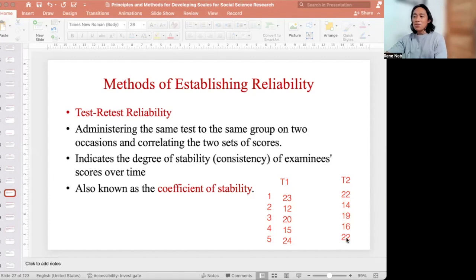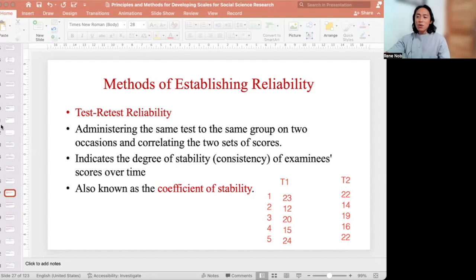Otherwise, if the scores are all over the place, that would result in a lower correlation coefficient, and that lower correlation coefficient would be indicative of the lack of reliability of the instrument. Now, if this is established, this is referred to as the coefficient of stability, and it indicates the degree of stability or consistency of the examinee scores over time.